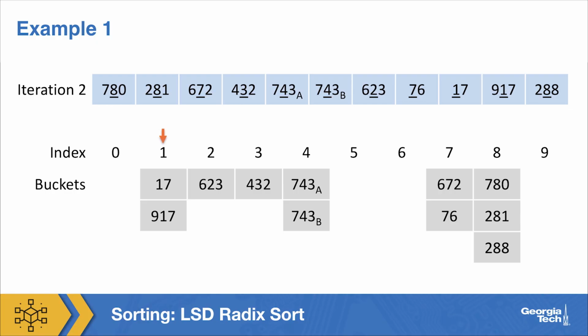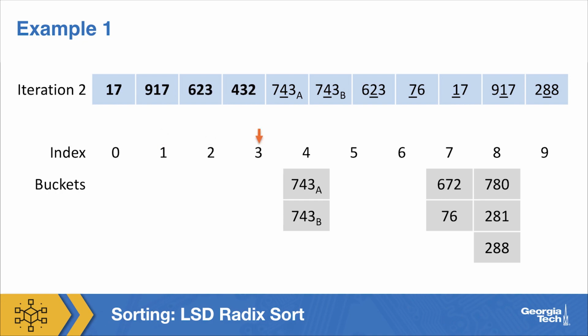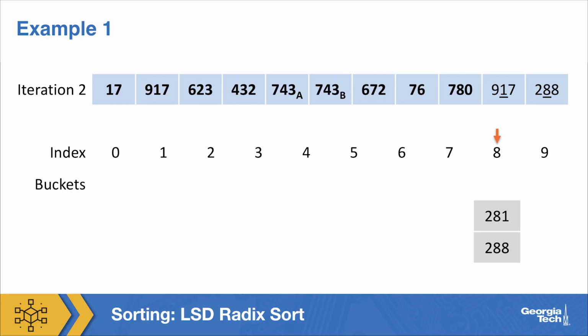Now we enter the loop that empties the buckets. Bucket 0 is skipped over since it is empty, and we move on to the 1 bucket. We remove 17, 917, then 623, 432, 743A, and 743B. Buckets 5 and 6 will be skipped over. 672, 76, then 780, 281, and 288. This ends the removal and the second digit iteration.